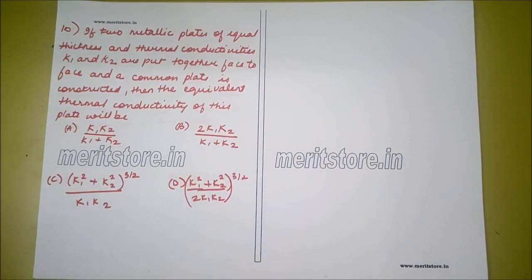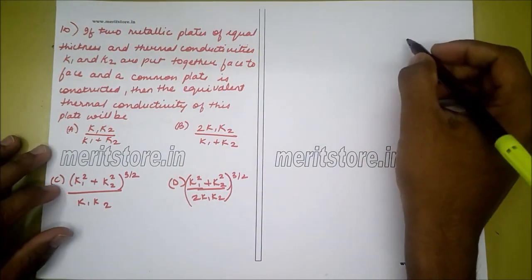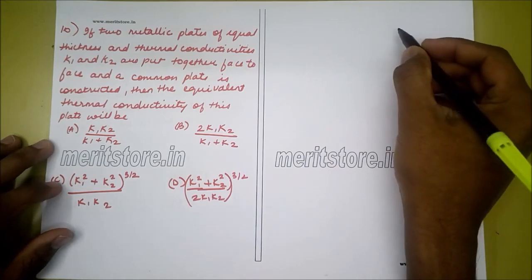If two metallic plates of equal thickness and thermal conductivities K1 and K2 are put together face to face and a common plate is constructed, then the equivalent thermal conductivity of this plate will be, the options given are K1 K2 upon K1 plus K2, 2 times K1 K2 upon K1 plus K2, K1 square plus K2 square raised to 3 by 2 upon K1 K2, K1 square plus K2 square upon 2 times K1 K2, the whole thing raised to 3 by 2. Now let's look at the schematic.